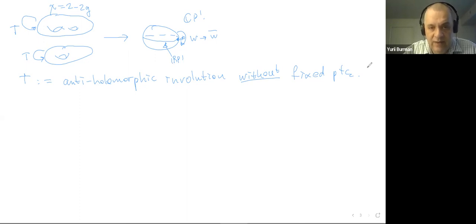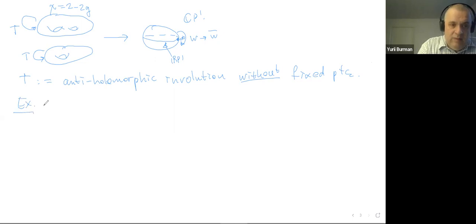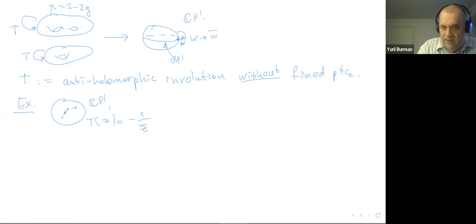T is an anti-holomorphic involution without fixed points. In algebraic geometric language, these are called real curves without real points. Fixed points, if there were any, are called the real points of the corresponding curves. An example will be a curve that is also CP1 and an involution sending each number z to -1 over z bar, to the opposite point of the sphere. An example of T.